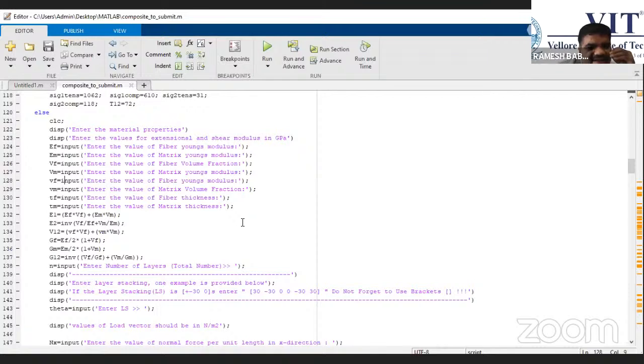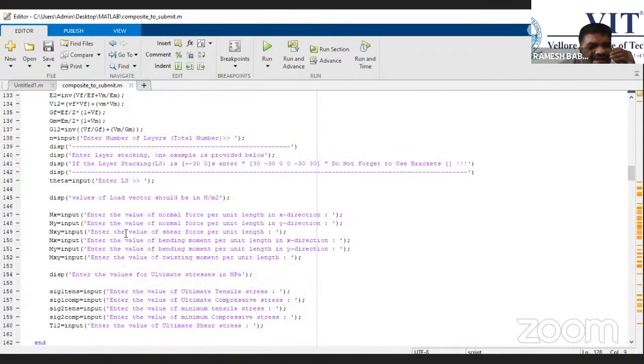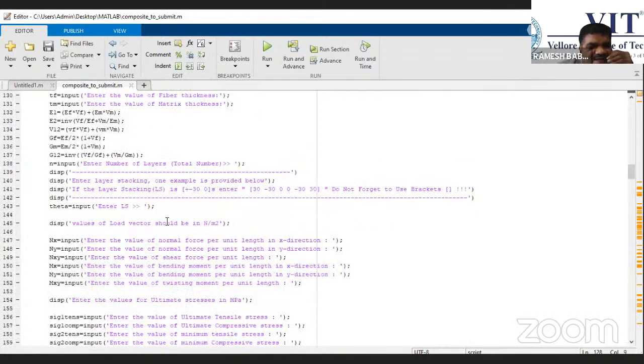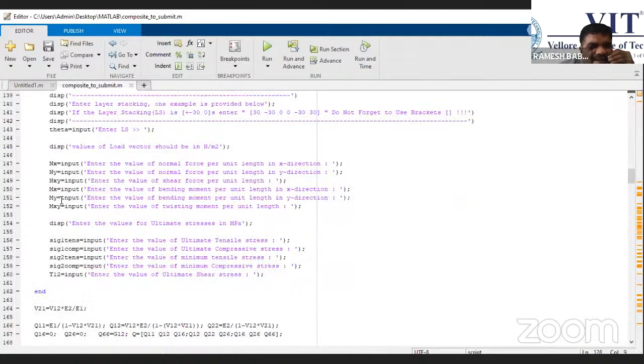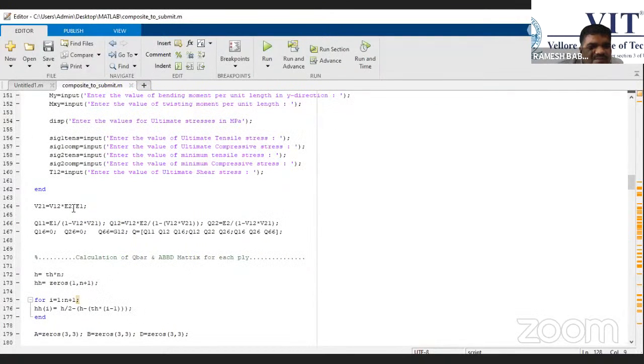and the number of stacking sequences, and after that the theta value, because we have to convert these into N_x, the normal force per unit length, then the moment, and then the stresses, the tension and the compression. You can enter the ultimate shear stress. So nu21, nu12, E2 by E1.